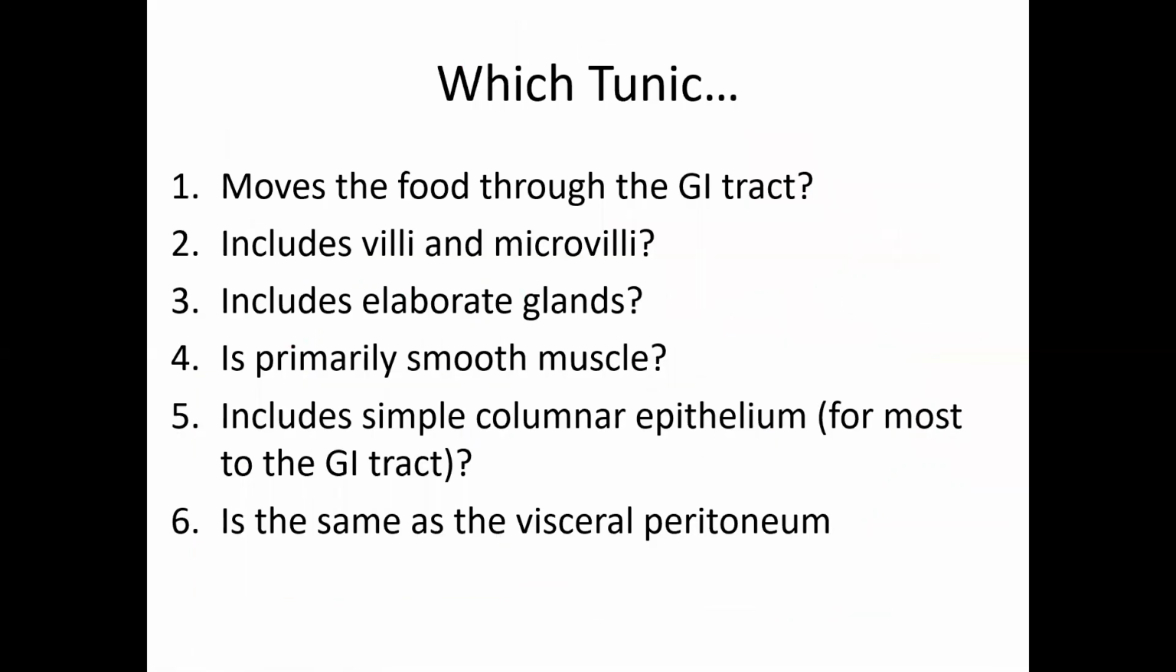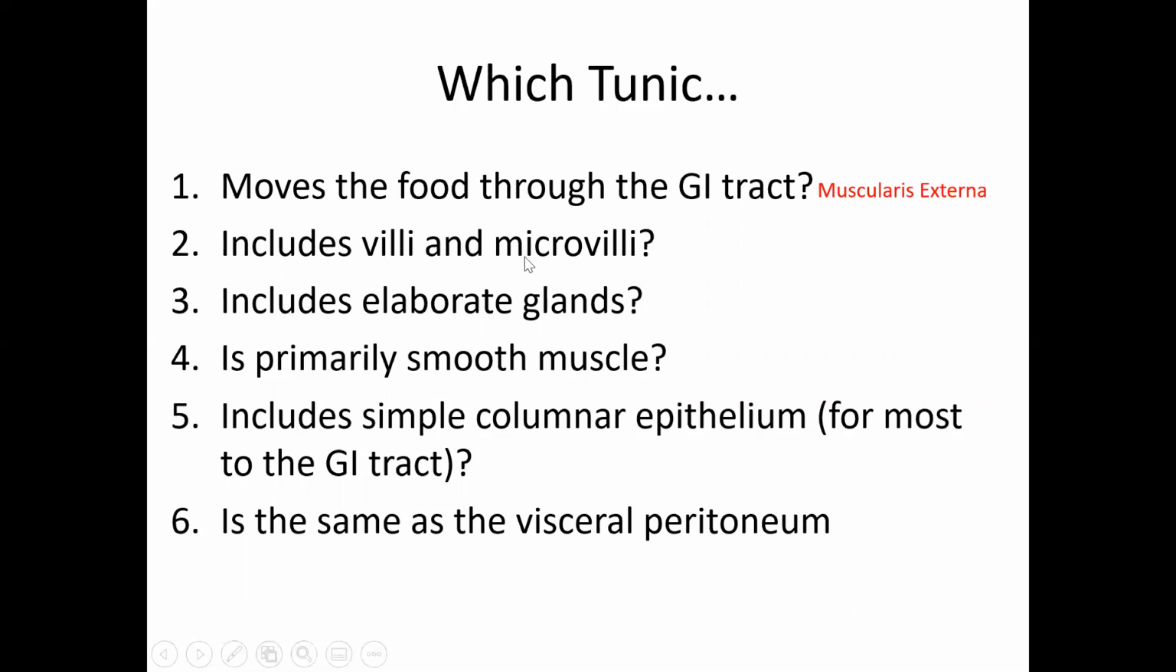Okay, so take a minute right now, go ahead and pause it and see if you can figure out which one does each of these 6. Okay, so let's go through it together. Which one moves food through the GI tract? If it's moving, it has to have muscle. So it's the one made up of smooth muscle, and that would be the muscularis externa. That's the one that has the circular layer and the longitudinal layer to create peristalsis.